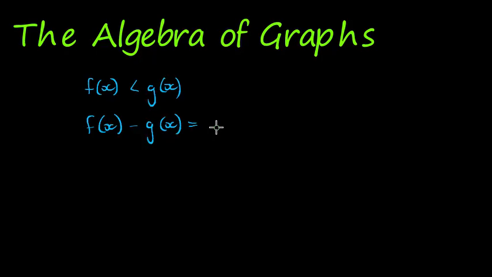Okay, so what I mean when I say the algebra of graphs is when they ask me questions like, when is f of x smaller than g of x? Or they can ask me, when is f of x minus g of x equal to a constant value c, like 2 or negative 2.